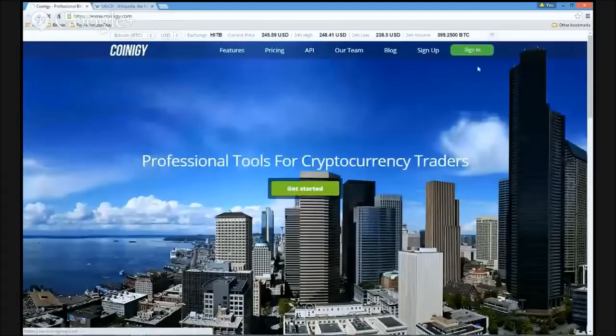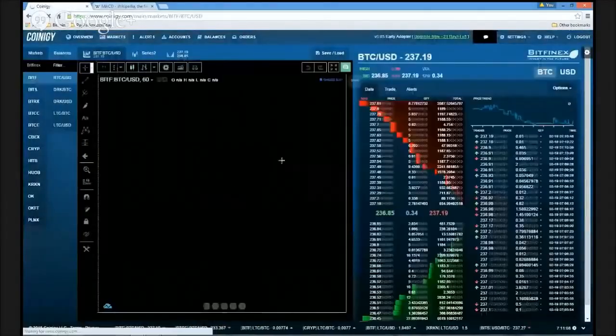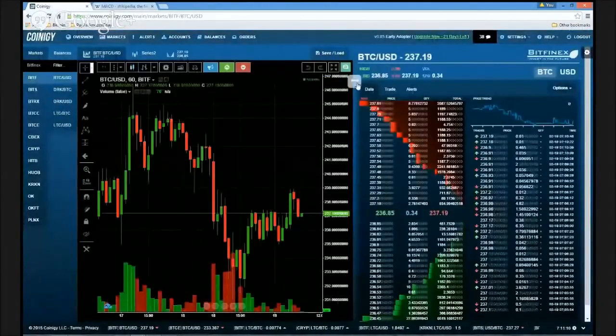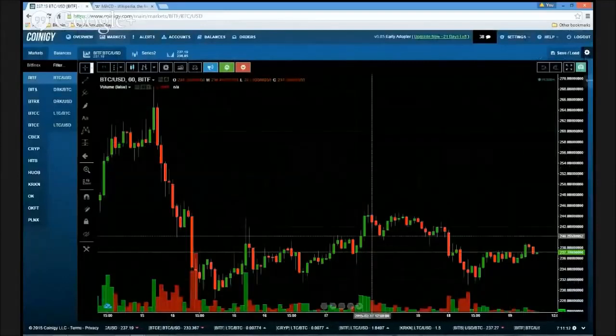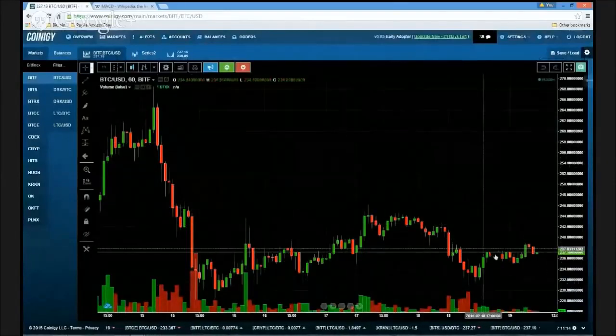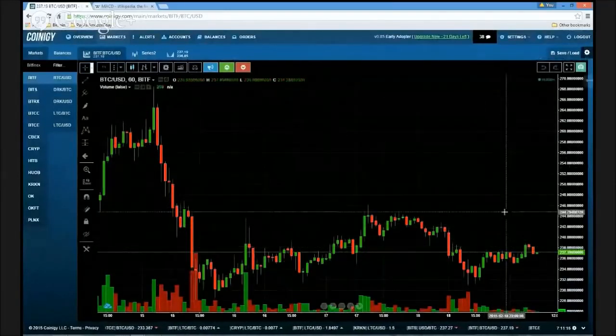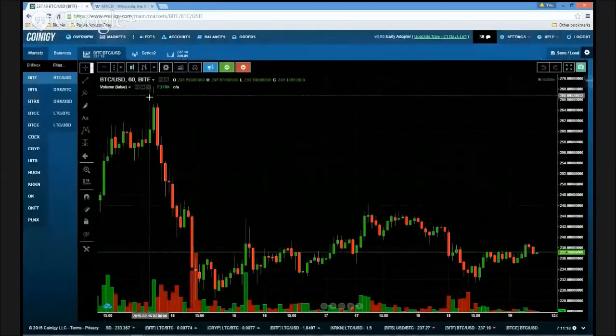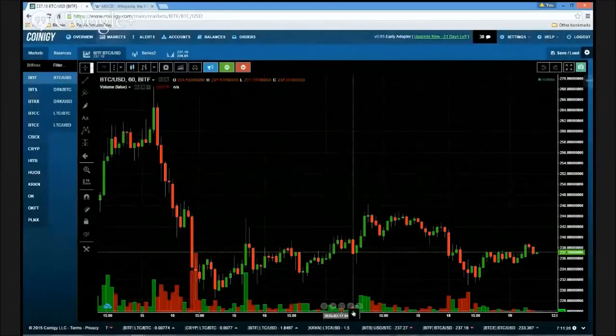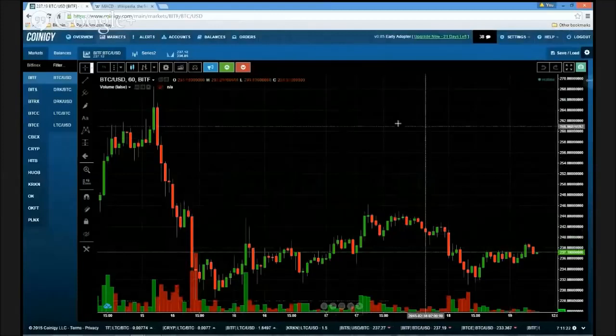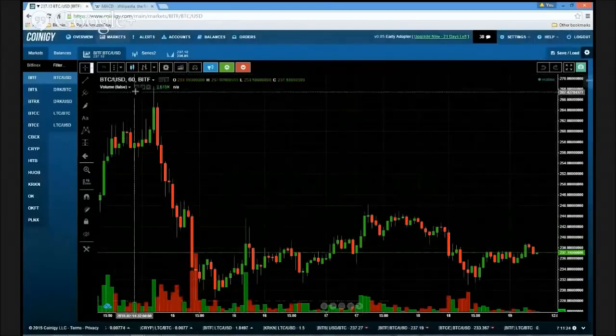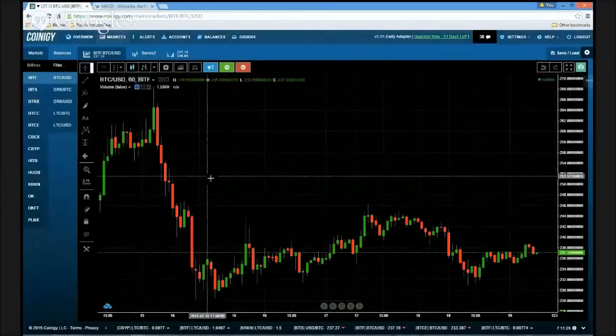and log in, great looking site. These guys have done such a nice job. And here's our Bitcoin versus US dollar. Nice price chart. For this study, you can see it defaults with the volume on it like this. We're going to hide this now.